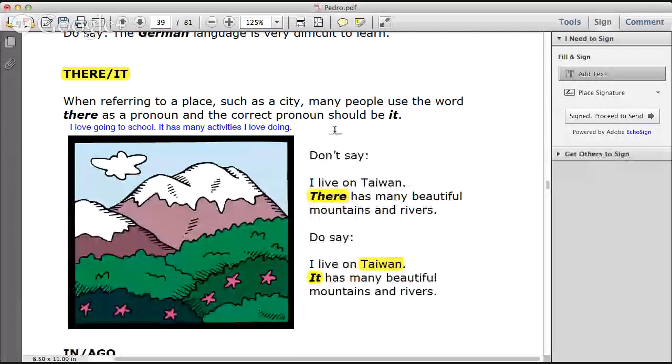I live in Colombia. It has beautiful landscapes and beautiful people. And I would agree. Excellent. Okay, good. So, I live in Colombia. It. We use it to represent Colombia. Very nice. Okay, thank you very much.